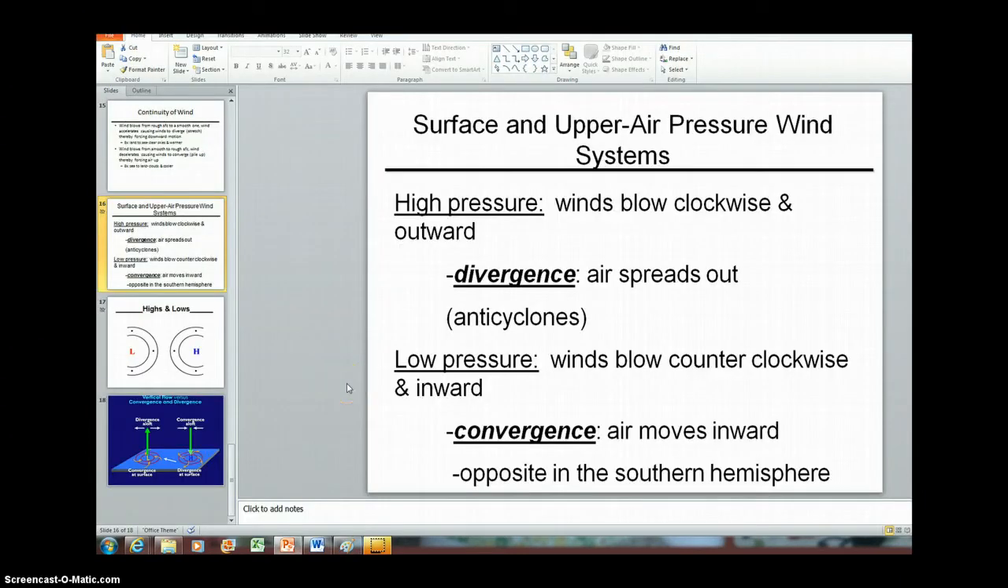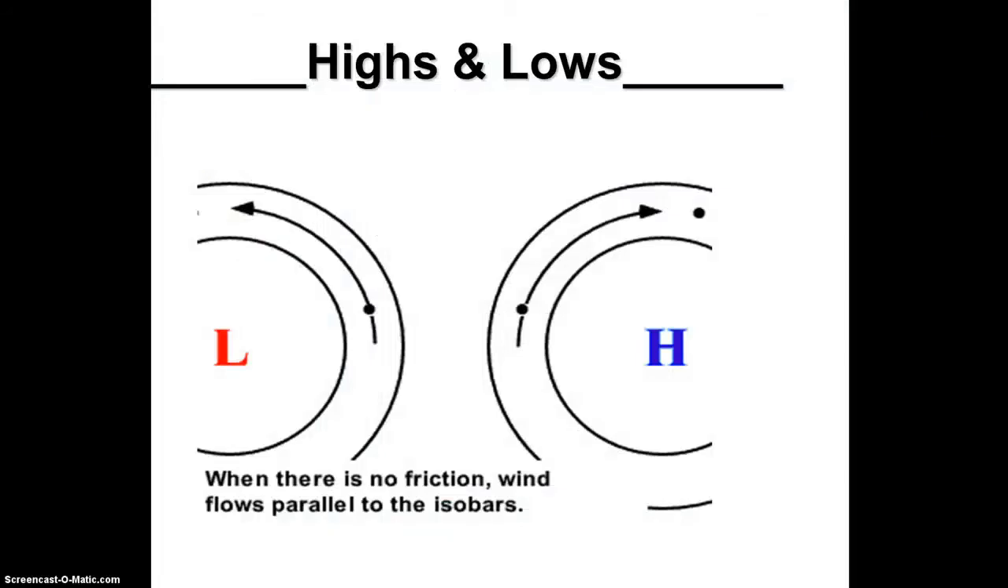So let's take a quick look at high pressure versus low pressure. We already know that high pressures, this is all Northern Hemisphere, are clockwise and out. So it's called divergence. You've got air sinking, hitting the ground, diverging, spreading out. Low pressures, winds blow counterclockwise and go inward. And that's where you get convergence, so the winds are coming together at the surface.